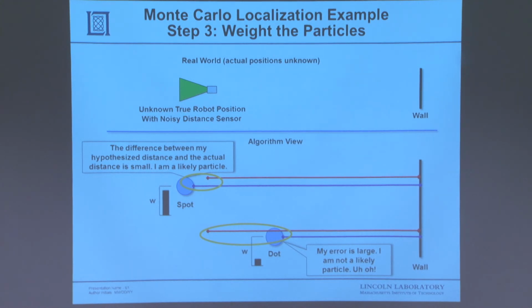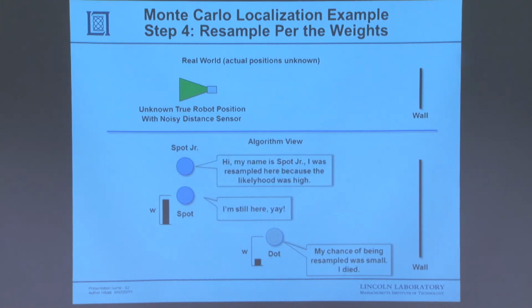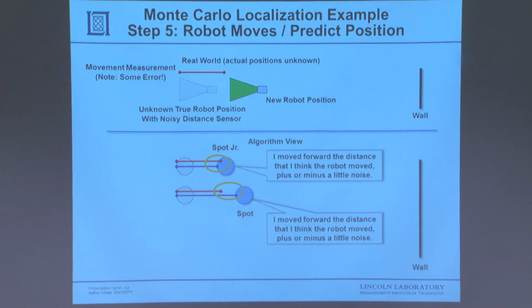If there's good agreement, then we reinforce that particle by resampling, by choosing new particles in the same spot as the particles that were weighted highly. And we do that somewhat randomly, so maybe there's a small chance that we keep Dot, but likely we just reinforce the strong particles. All right, and then we repeat that process.